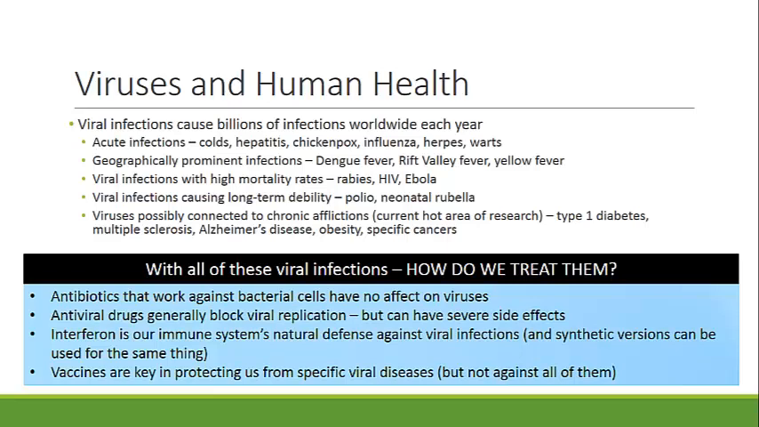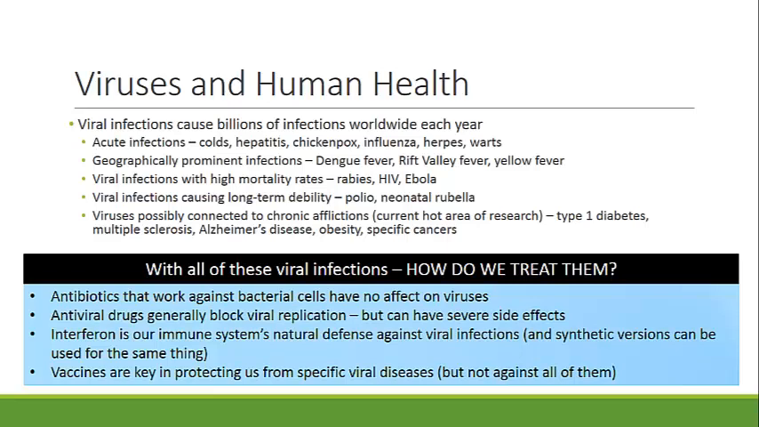So they think that viruses are connected with these chronic afflictions, things like diabetes, multiple sclerosis, Alzheimer's disease, obesity, and specific cancers. So this is something that people are researching because until we can completely rule out that they are virally caused, then we can't be quite sure. So that's a hot area of research right now.